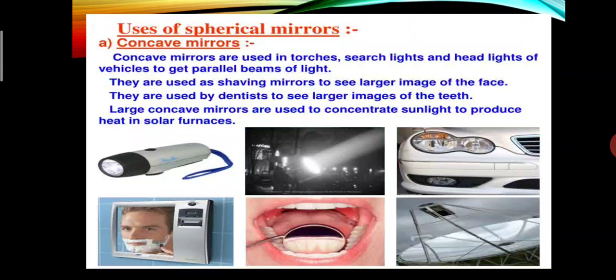Uses of spherical mirrors. First, concave mirrors. Concave mirrors are used in torches, searchlights, and headlights of vehicles to get parallel beams of light. They are used as shaving mirrors to see larger image of the face. They are used by the dentist to see larger images of the teeth. They are also used to concentrate sunlight to produce heat in solar furnaces.